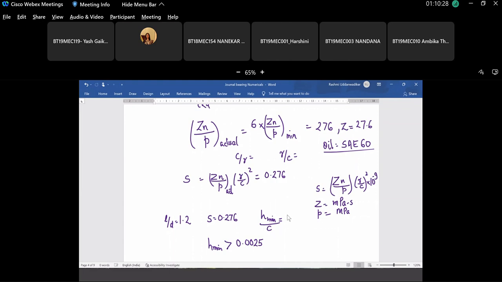So if H minimum by C is 0.65, multiply it with C and give me what H minimum we are getting. Is that greater than 0.0025? So it's almost 4. I wanted to take 2 more numericals related to this.